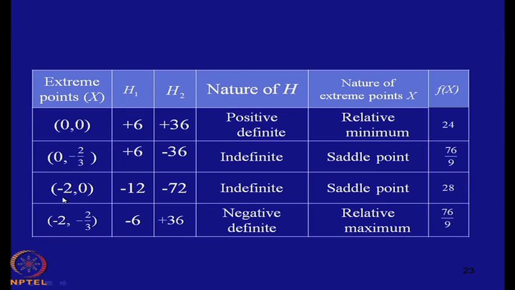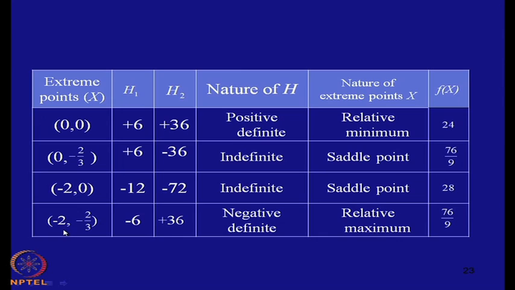Similarly, the third extreme point is (-2, 0). The first principal minor is -12 and the second is -72, so again the Hessian matrix is indefinite and this point is a saddle point.